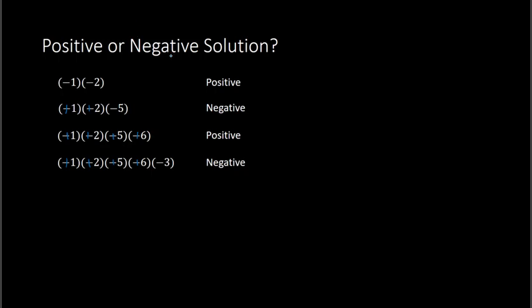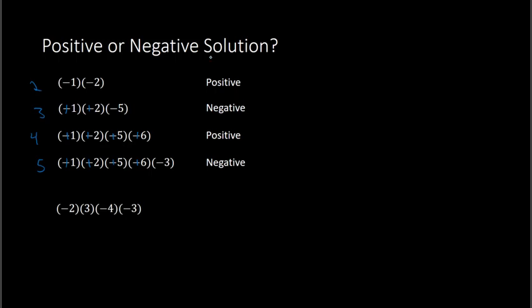So notice the pattern. It alternates between positive and negative. 2 is positive, 3 negative, 4 positive, 5 negative. So bottom line, if there's an even number of negatives, so here we have 2 negatives, here we have 4 negatives, the even number of negatives would be a positive answer. If it's odd, so like 3 or 5 or 7, then your solution would be a negative number.